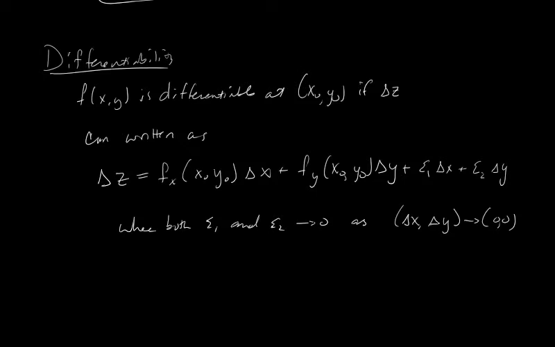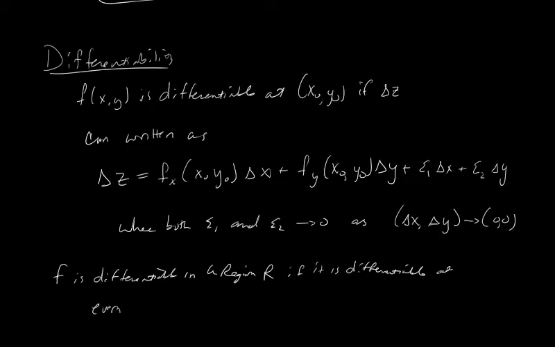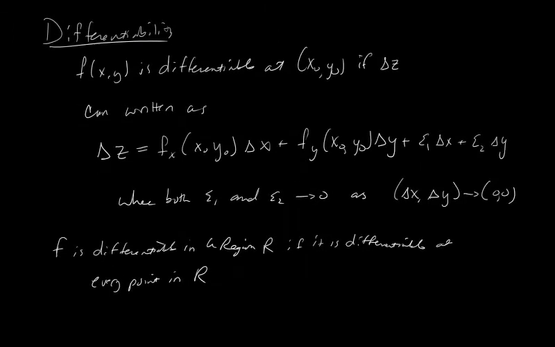All right, and we say the function is differentiable over a region R if it's differentiable at each point in R. So f is differentiable in a region R if it is differentiable at every point in that region. Okay, so let's do an example where we show something is differentiable.